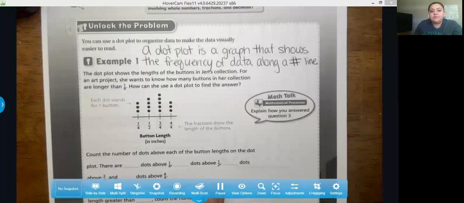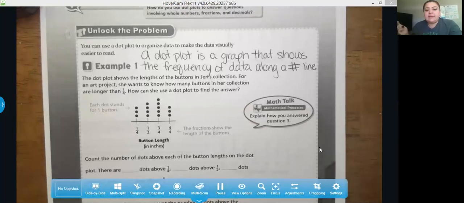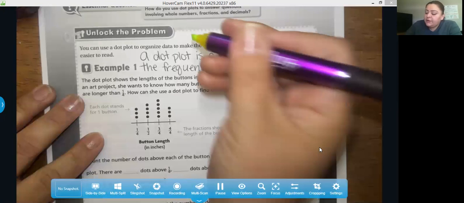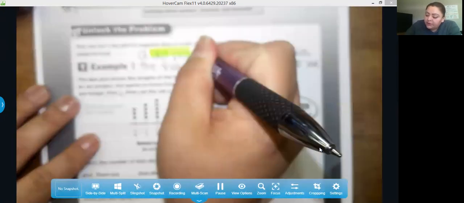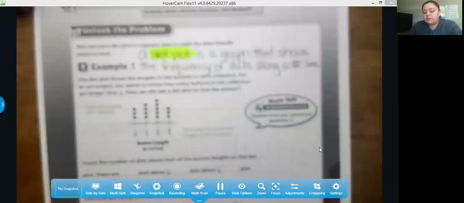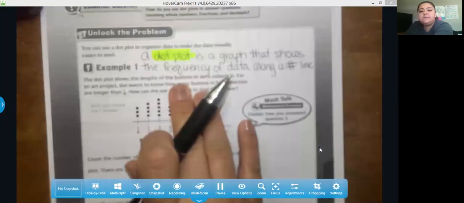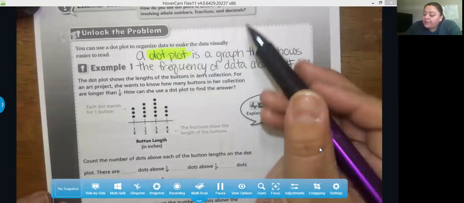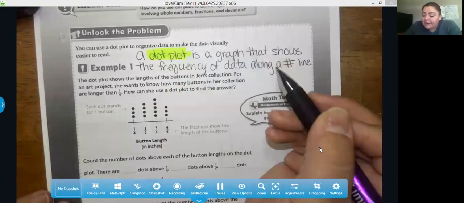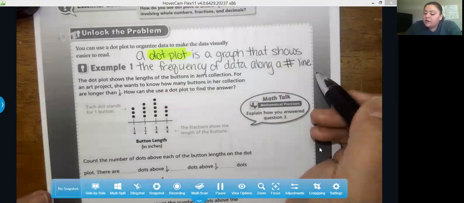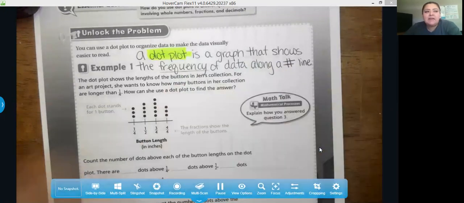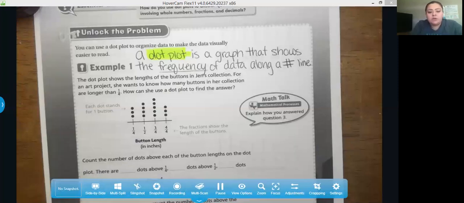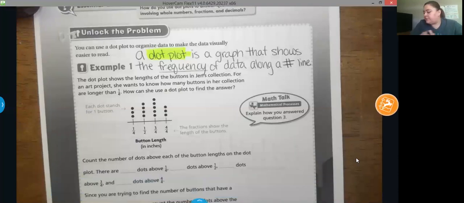All right, so I went ahead and wrote in this little blurb because I didn't have it. This gives us a quick description about what a, oh, it is blurry, sorry. There we go. So this is just our definition of what a dot plot is. It tells us that a dot plot is a graph that shows the frequency of data along a number line. Now, when we talk about frequency, that's how many times we see that number, okay? Once we start working on it, you're going to realize, oh, yeah, this is pretty simple. So let's go ahead and get started.